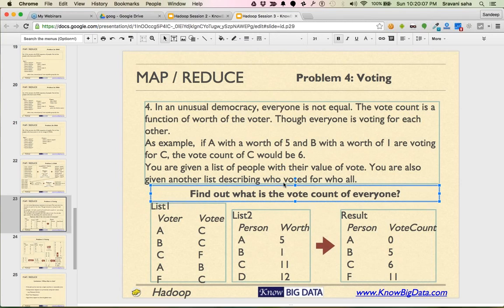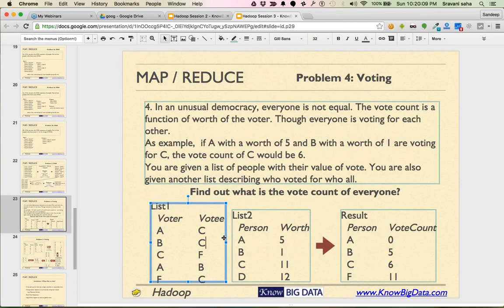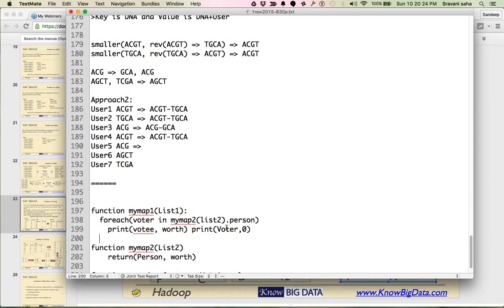By the way, the approach which Randhir has described, in which list 2 is copied to all the nodes and we are loading it, is actually a fairly viable approach. And 90% of the problems can be solved in that way. And this approach is known as, whereby in the map we are doing a lookup in the second file.